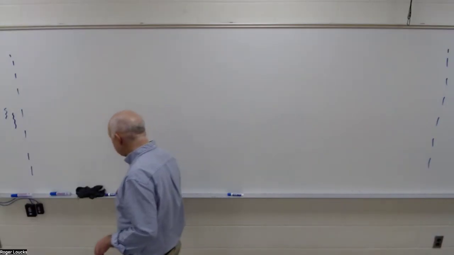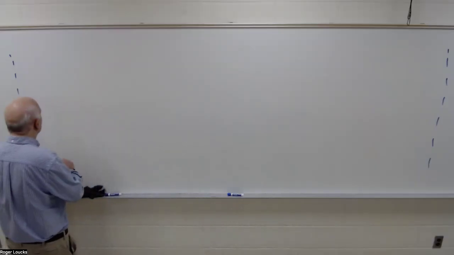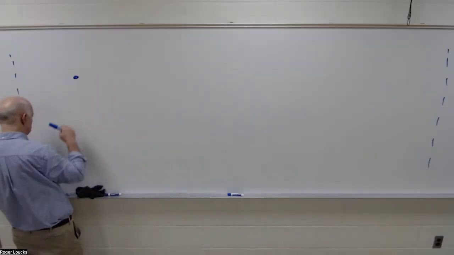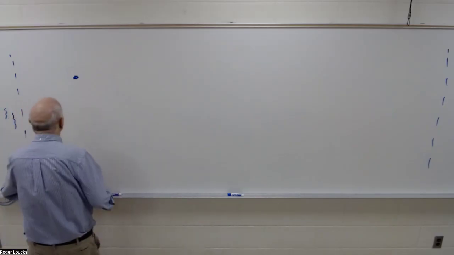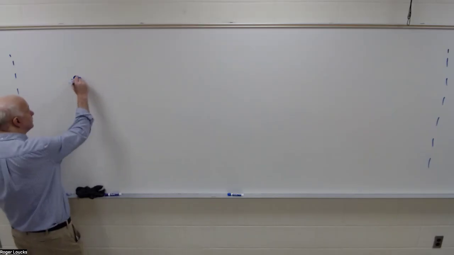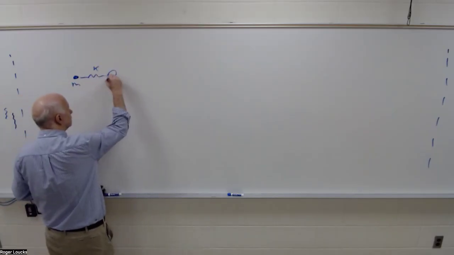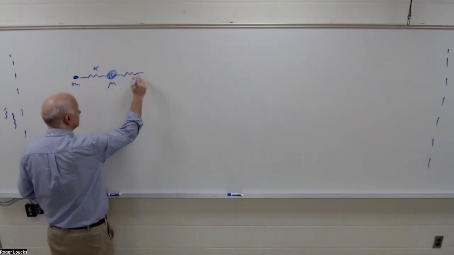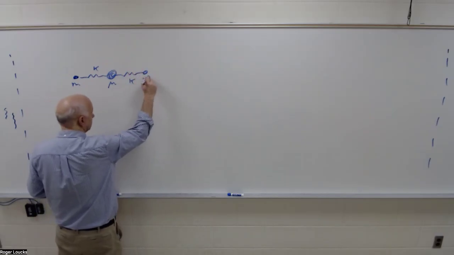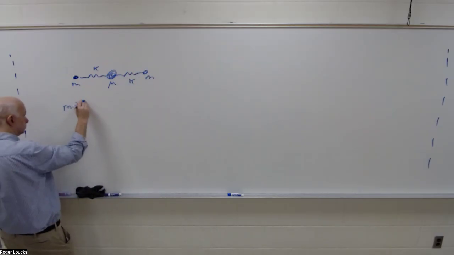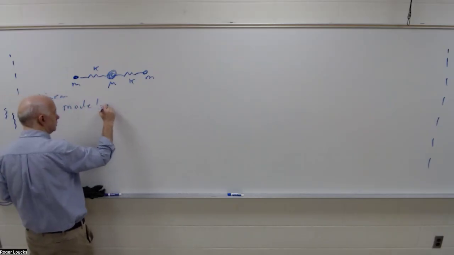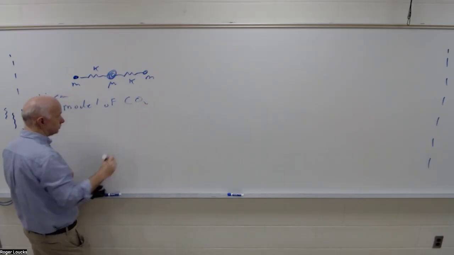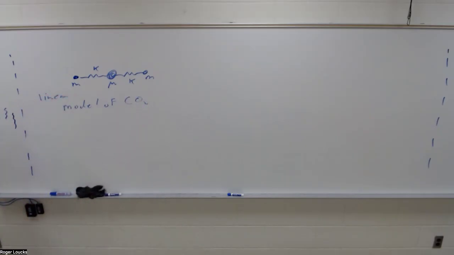So we had this problem yesterday of M and then K, big M, little m, and we said this is a model. It's a linear model of CO2. And again, you could say, well, how can you even begin to do that?